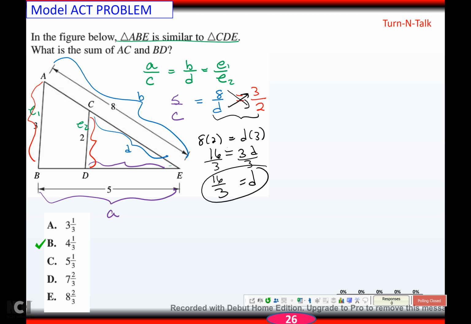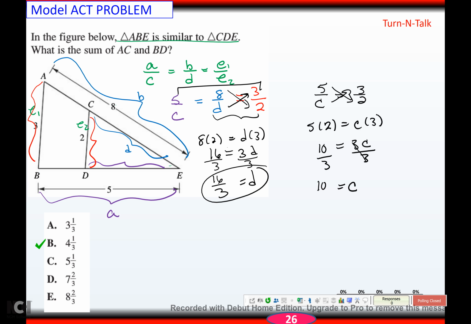Okay, so then I'm going to pick this one and this one. So I have 5 over C equals 3 over 2. Cross multiply. 5 times 2 has to equal C times 3. So I get 10 equals 3C. Divide by 3. And C equals 10/3.